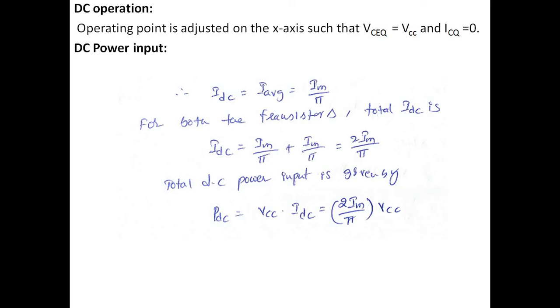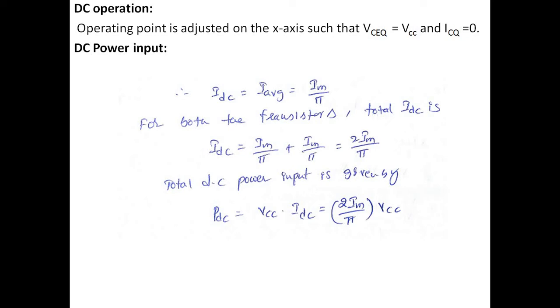And we know that every transistor is allowing only one half cycle, and we have already come across this in the half wave rectifier. In half wave rectifier, IDC is equal to I average, which is equal to Im by pi. Similarly here also, we consider every transistor allowing only one half cycle. IDC is equal to I average is equal to Im by pi.